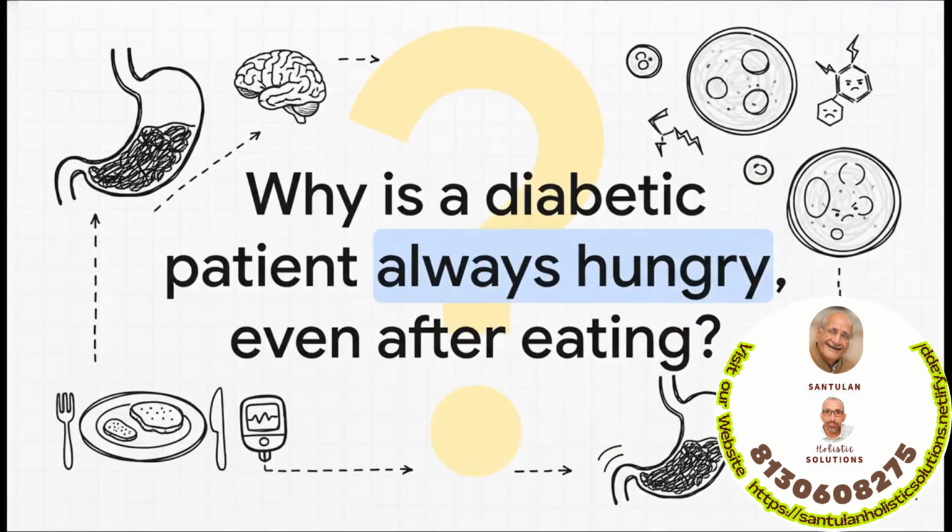But let's kick things off with a real-world puzzle, one that many of you will definitely see in your practice. Picture this. A diabetic patient eats a full meal. Their blood sugar is through the roof, but they're still hungry all the time. Why on earth does that happen? The answer is hiding at the microscopic level, and that's exactly where we're going today.